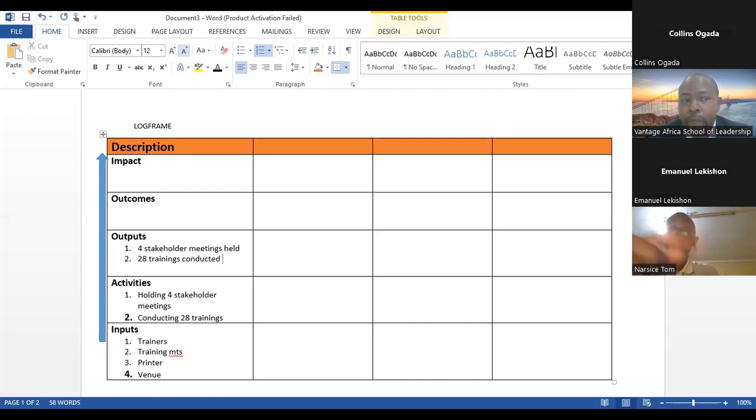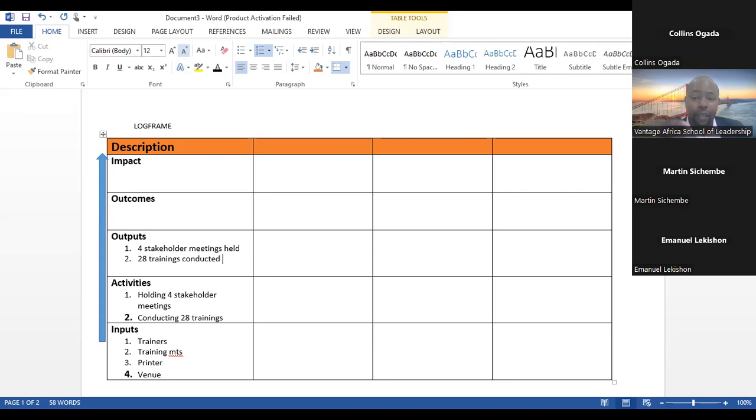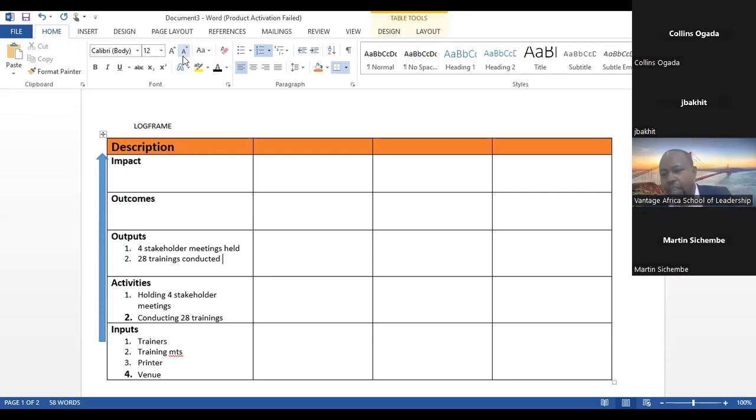Supposing I was distributing 100 bags of maize as relief food. That is my activity, distributing 100 bags of maize. What is my output? 100 bags distributed. Very good. 100 bags of maize distributed. It's as simple as that. Perfect.